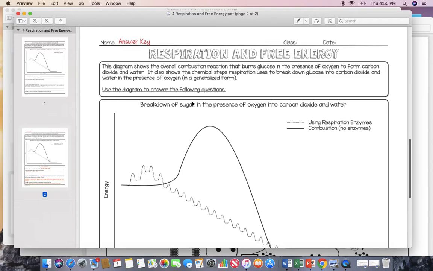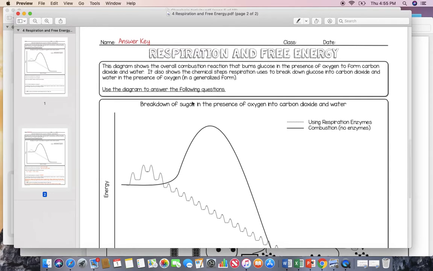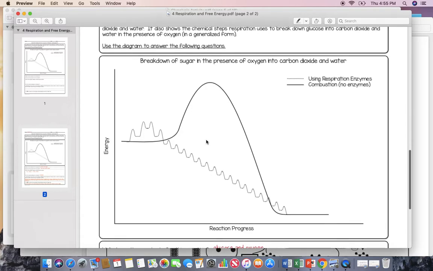Okay, now we're on respiration and free energy. I know this one was a little more difficult because some of these words are new, but I do expect that you can do some research and find out some of this information. So the diagram shows the overall combustion reaction that burns glucose in the presence of oxygen to form carbon dioxide and water. It also shows the chemical steps respiration uses to break down glucose into carbon dioxide and water in the presence of oxygen. This is in general. So use the diagram to answer the following questions.